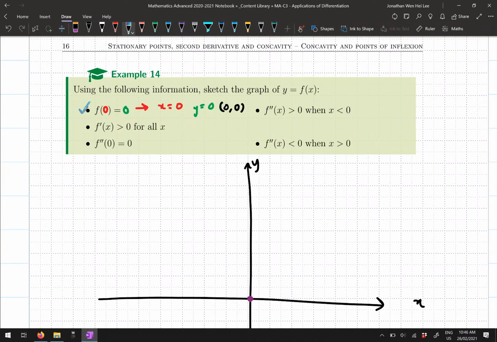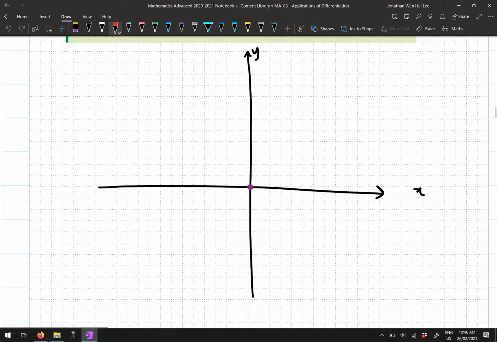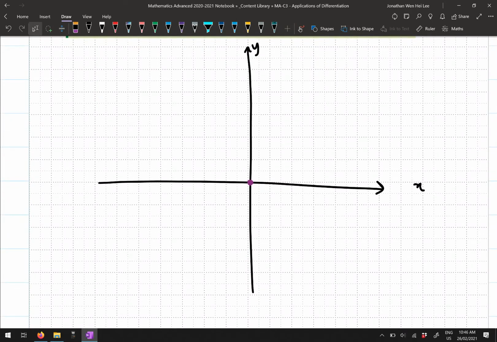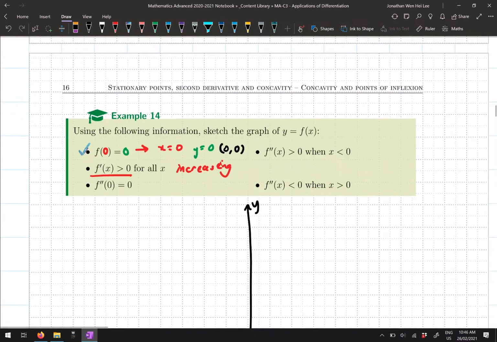Okay, second dot point. F dash x is greater than 0 for all x. What does that mean my graph is doing? F dash x is greater than 0. What does that mean? Increasing. So that means my graph is increasing for all of x. You can't draw anything yet because we don't know other points yet, but the whole time it's going to be increasing. It's going to go from bottom left to top right for the whole graph. Okay, next one.